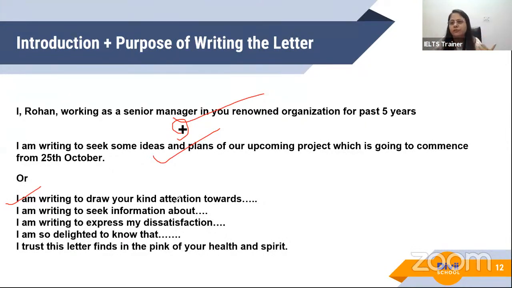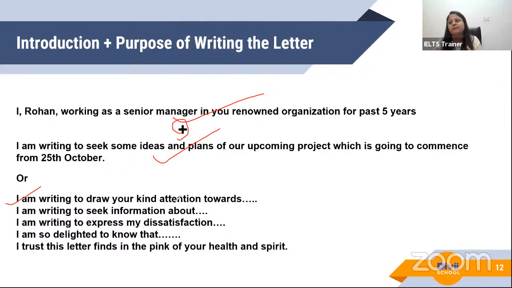I'm just writing to seek information about, I'm just writing to express my gratitude towards, I'm writing to express my delightfulness, or I'm just so delighted to have. For example, you have received some project or some object by somebody, or your friend is planning to come to your country and you need to write a letter to that friend that you're really very happy by knowing that person is going to come to your house. So you are so delighted to know that you are planning to come. So immediately you can start writing in this way.